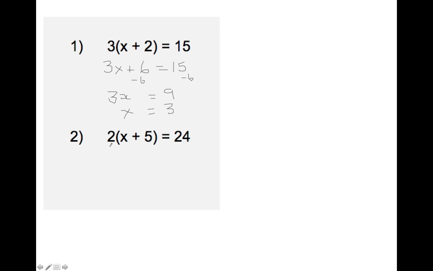And let's try this last one. 2 times x is 2x. 2 times 5 is 10 equals 24. Let's take 10 away from both sides, which leaves me with 2x on this side. 24 take away 10 is 14. To get rid of the 2, I need to do the opposite of timesing, so I'm going to divide by 2, which would give me x equals 14 divided by 2, which is 7.